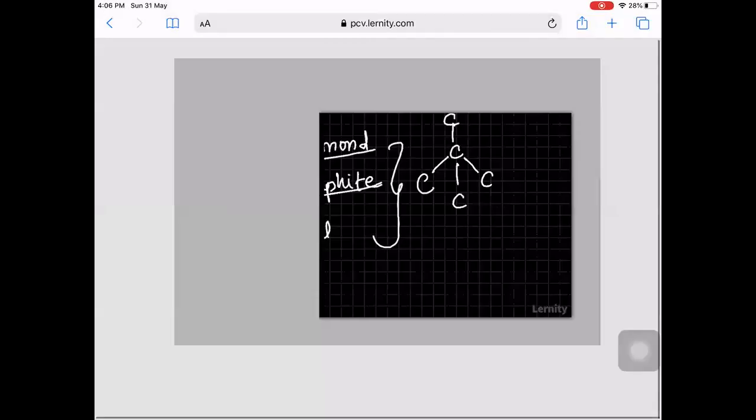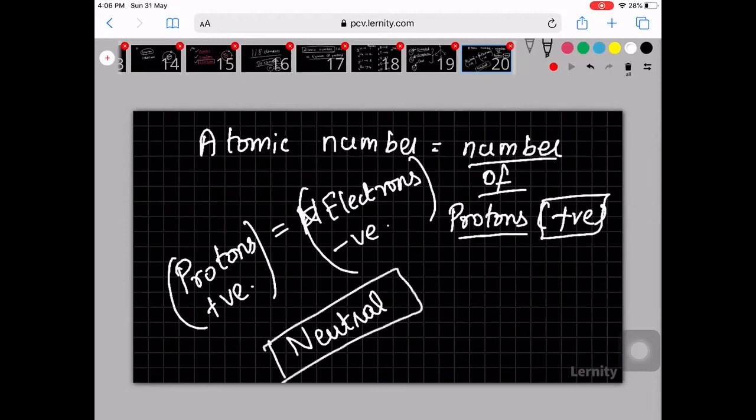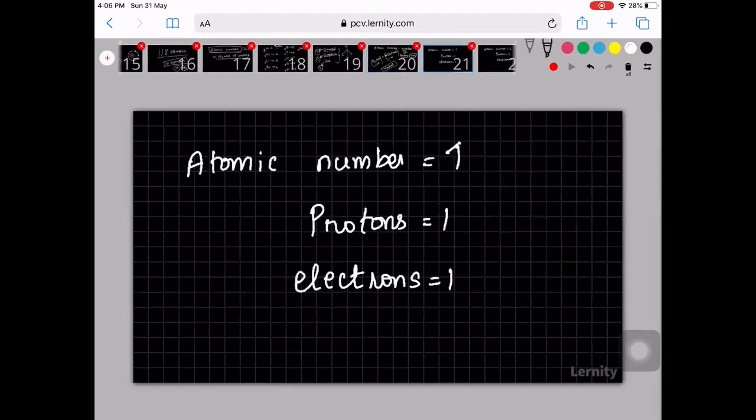Clear? Now, again coming back to the topic, we'll be seeing atomic number. Atomic number is nothing but the number of protons in an atom. These protons have a positive charge. Also, in an atom the number of protons and the number of electrons are always equal. So when they have the same number of protons and electrons, we say the atom is neutral. Clear? If the atomic number of an atom is 1, then it has 1 proton, and since the number of protons and electrons are equal, the number of electrons will also be 1.